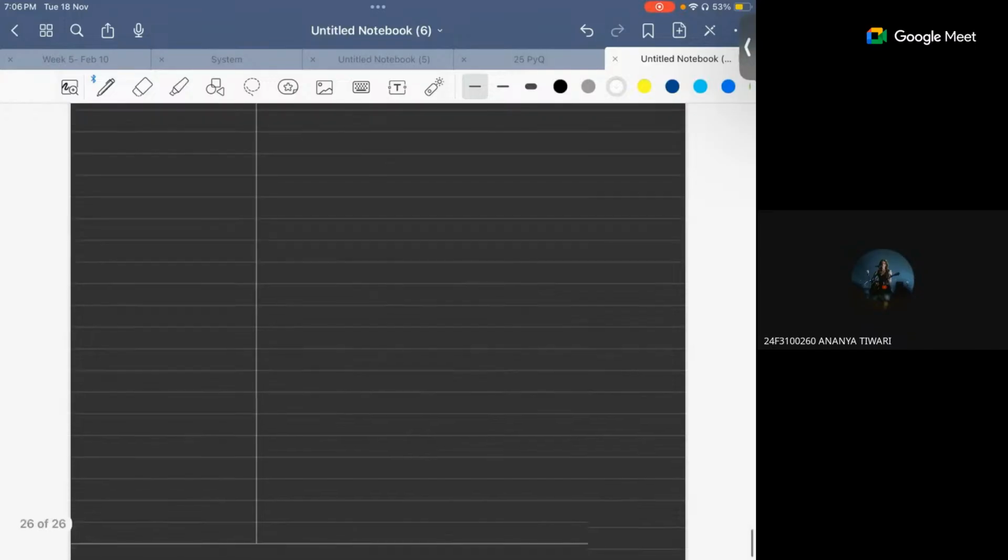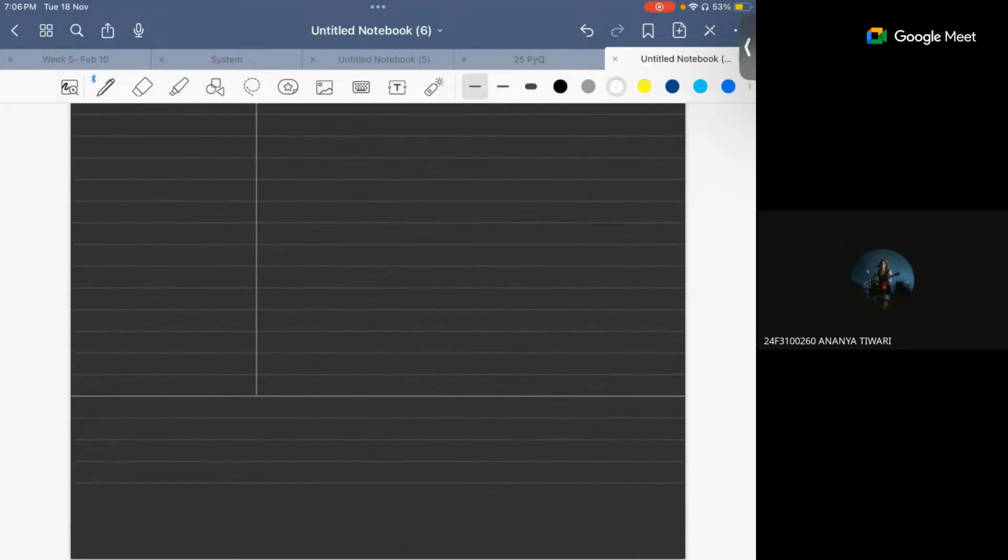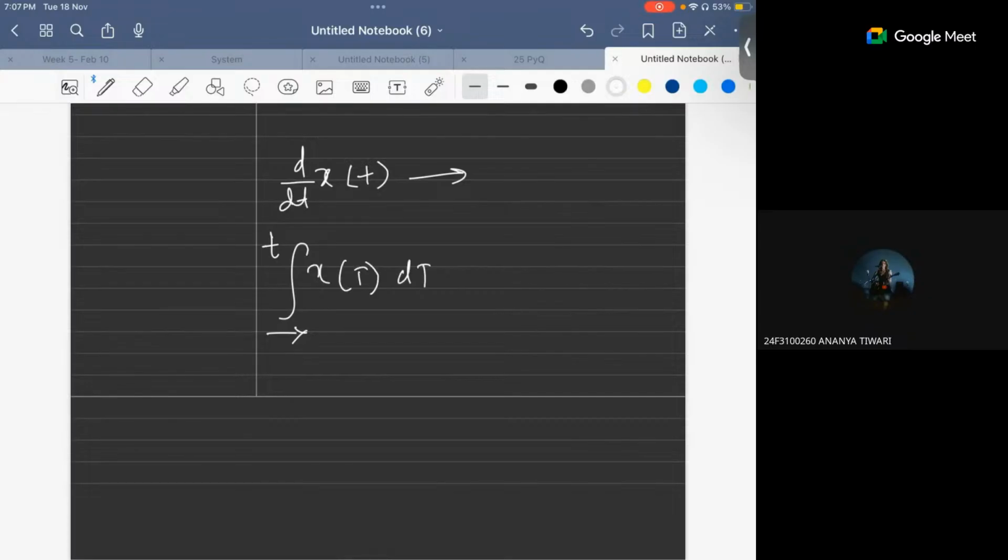Whatever we have discussed, you can practice two questions. And also, is this differentiator invertible or non-invertible? Or the integrator? What about the differentiator? Not invertible. What about the integration? The integrator is invertible because for every output you can trace back the input.